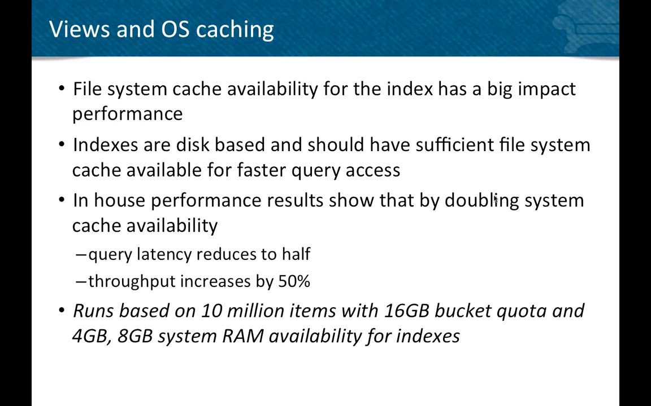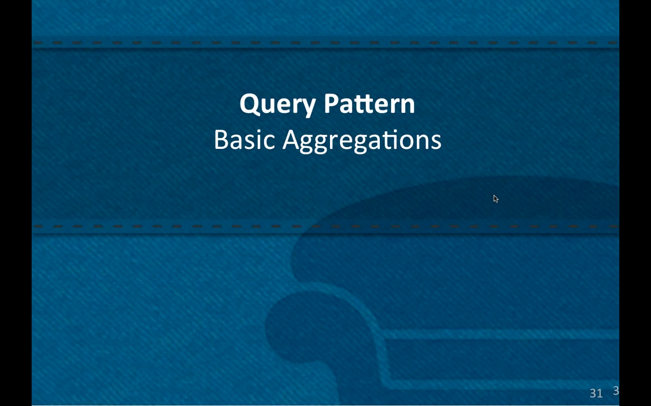So if you're running views heavily, you're going to need some leftover RAM on the box. If you weren't using views, you might grant Couchbase the full quota of all the available RAM on your box. But if you want to have fast view responses, you're better off leaving some significant amount of RAM unused by your Couchbase memory cache buckets and available for the file system cache.